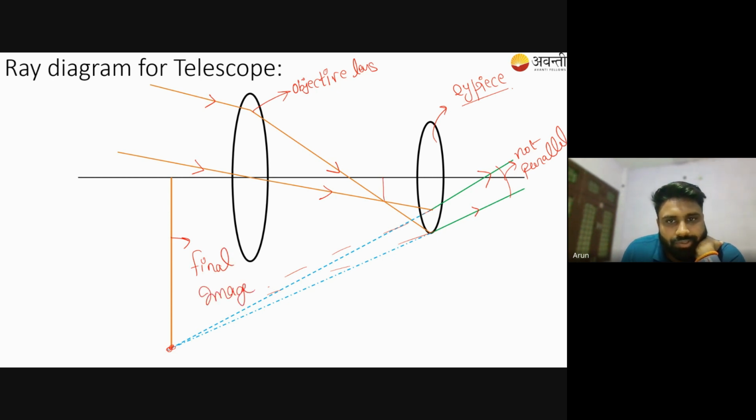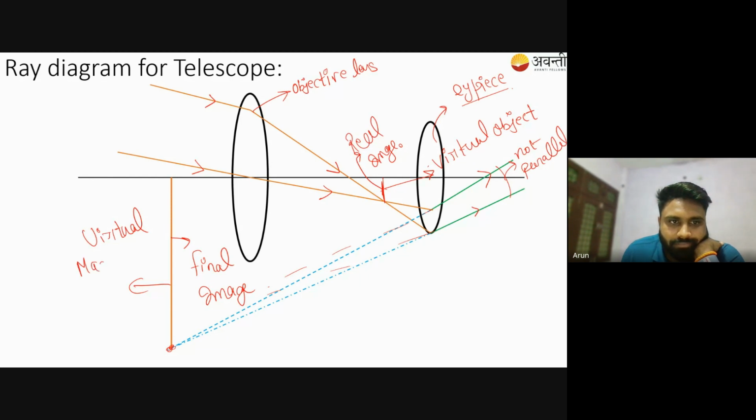Also, there is an image here, which is a real image, and it acts as a virtual object for the eyepiece. Okay. And this is the final image, which is virtual and magnified. Got it? So this is it.